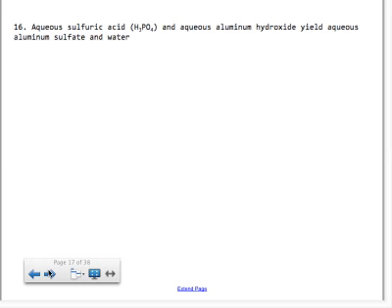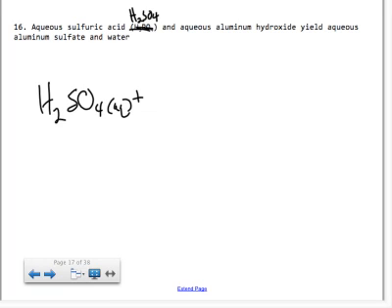Aqueous sulfuric acid, and there's a typo here. Sulfuric acid is not H3PO4, it's H2SO4. Yield aqueous aluminum sulfate and water. So H2SO4 aqueous plus aqueous aluminum hydroxide. Aluminum is a +3 cation, so you need 3 hydroxides to balance that out.